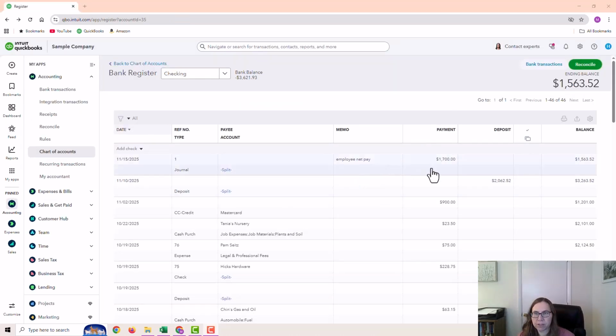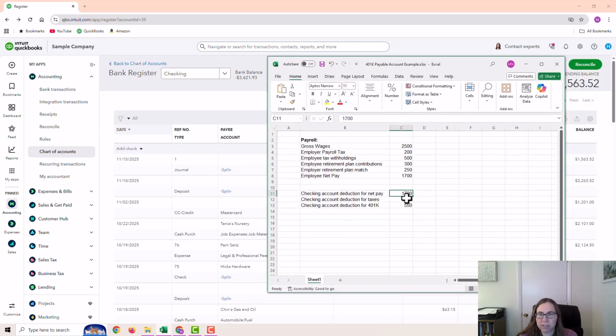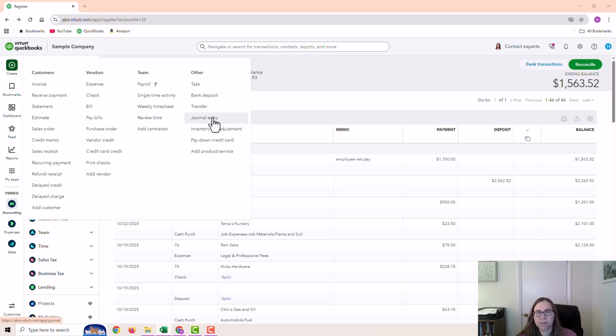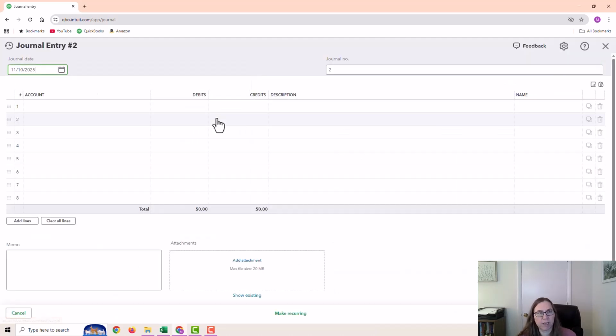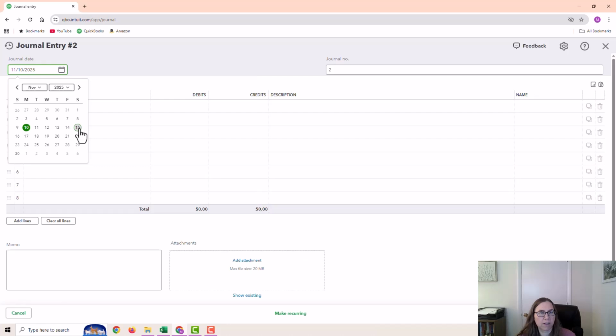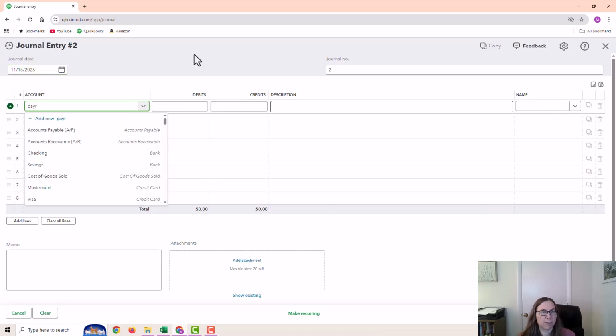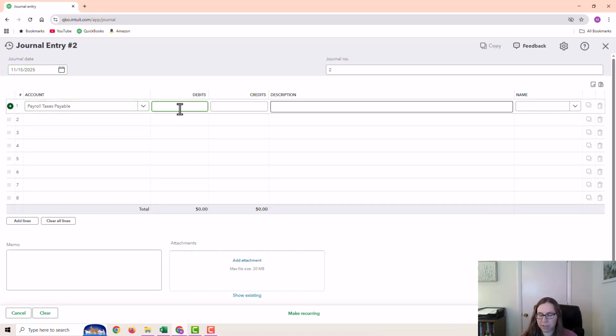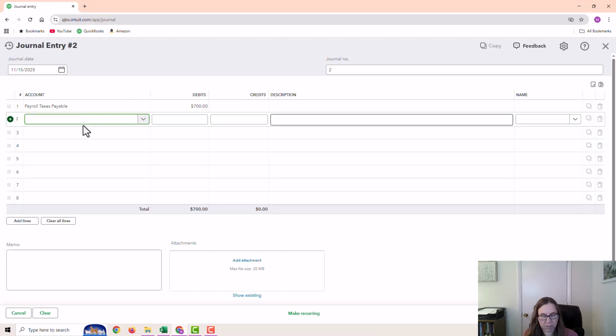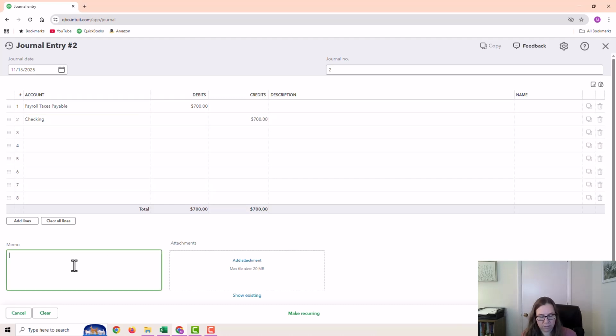Okay, so here's the journal entry right here. And then of course I would also have the checking account deduction for the taxes. So since I put all of that in a payroll tax liabilities or payable account, I'm going to go ahead and clear that. So it would be a debit to the payroll taxes payable account to show that those taxes are being paid, and a credit to checking for the $700. So I'm going to go ahead and save and close.